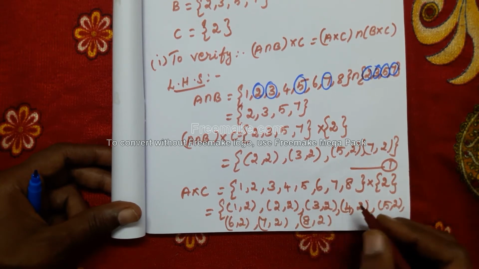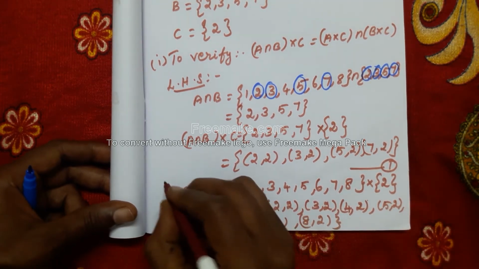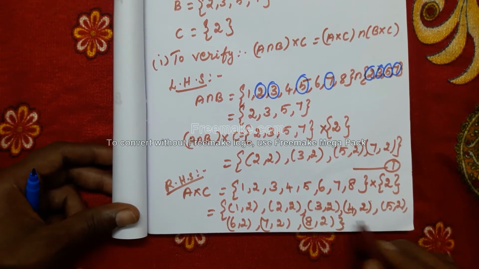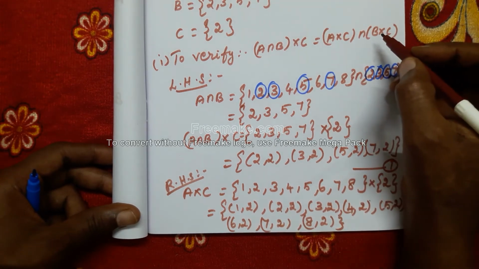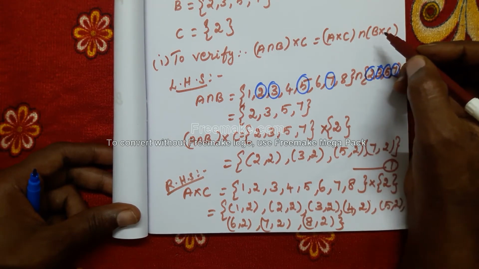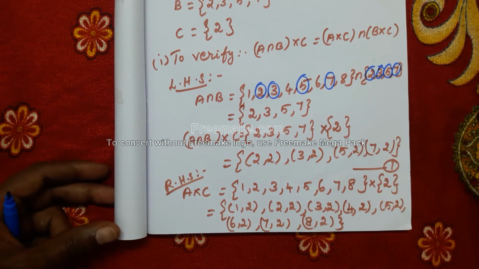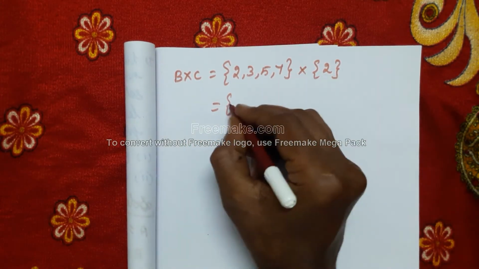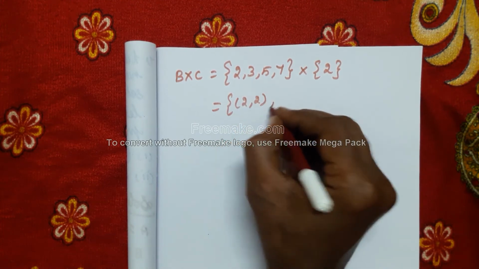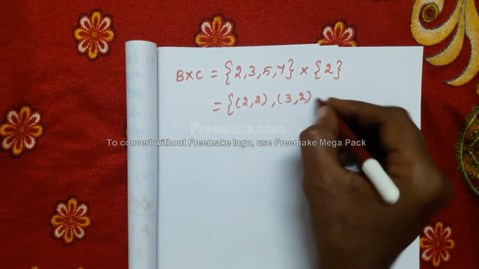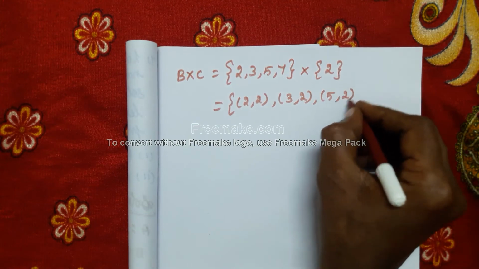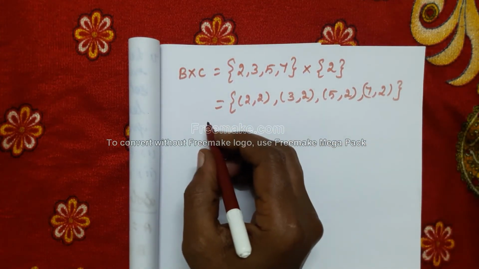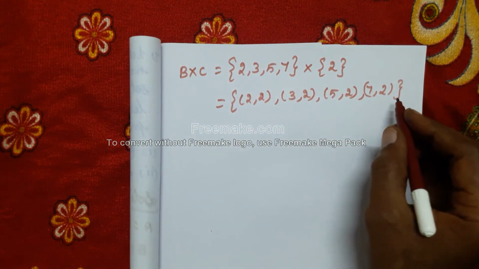It is A cross C. This is the right hand side. Okay, it is A cross C. Next, what we have to find out? B cross C. B cross C is equal to (2,2), (3,2), (5,2), (7,2). Okay, it is B cross C.